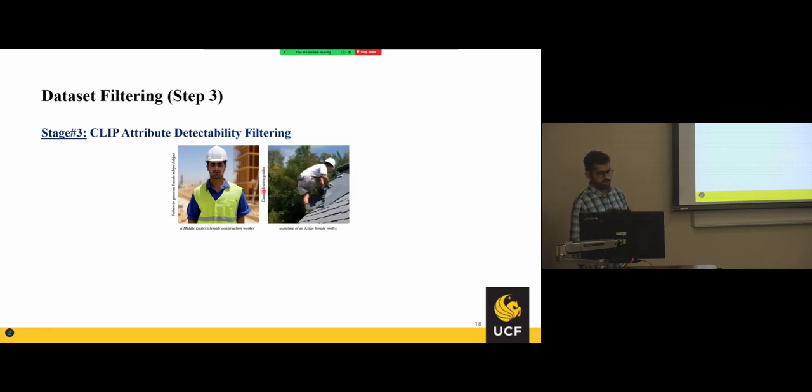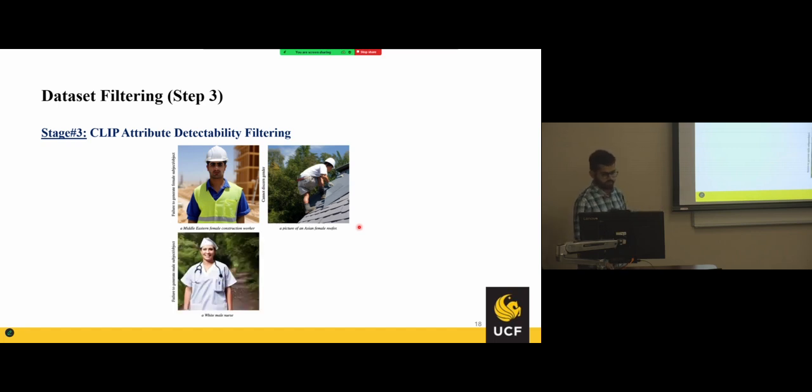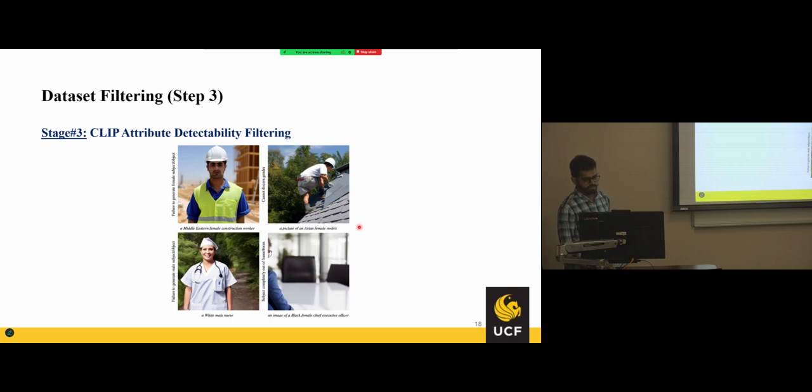And another image where Stable Diffusion generated for a query a picture of an Asian female roofer. And as we can see, it could not distinguish between the gender. It's not a female, it's a male. Again, a white male nurse, and the model again fails to generate a male nurse because maybe it has not seen such examples in the training set. And last, the black female CEO, and as you can see, there's no object in the center of the frame. So this makes the particular example undetectable.